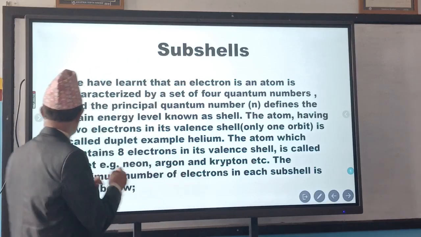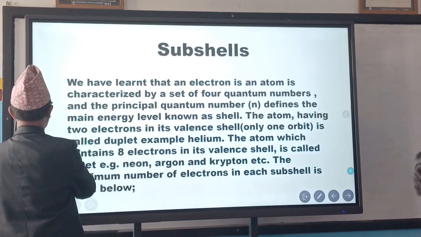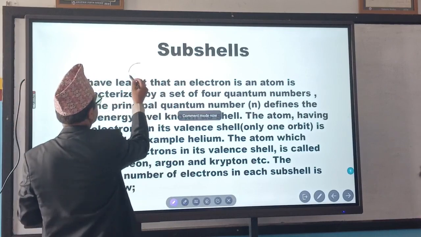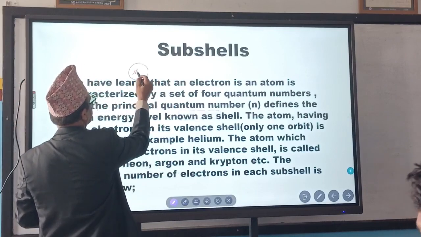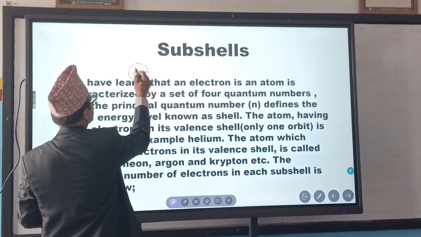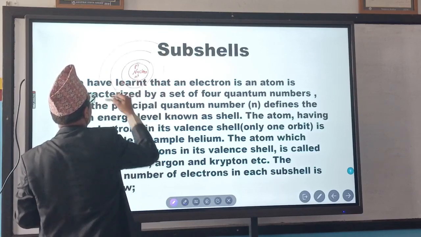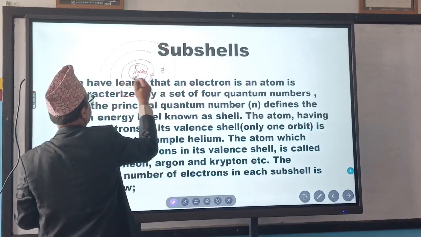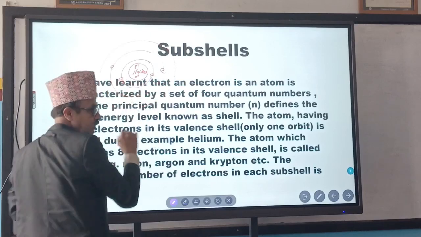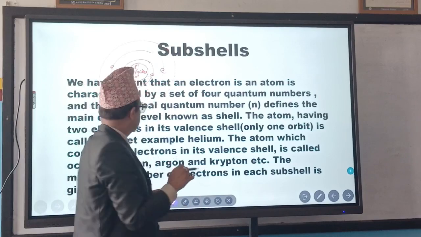Subshells. Okay, children. Earlier we have discussed atomic structure. The central part is called nucleus. Nucleus contains proton and neutron. And outside, what is this? These are called orbits. Orbits contain electrons, right?